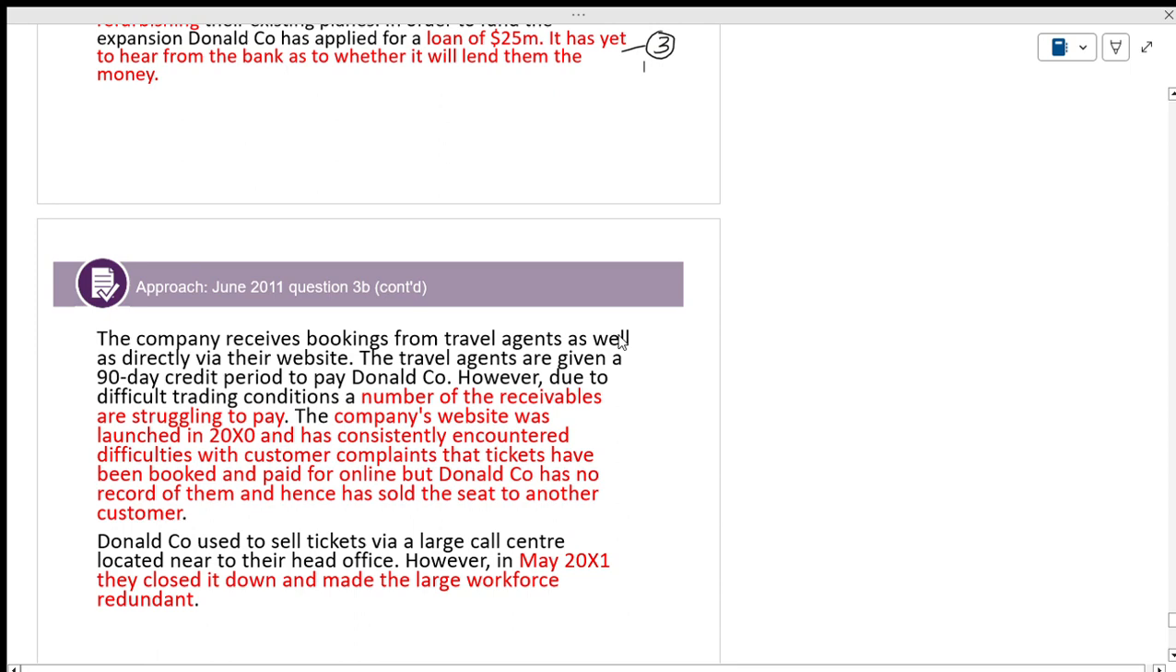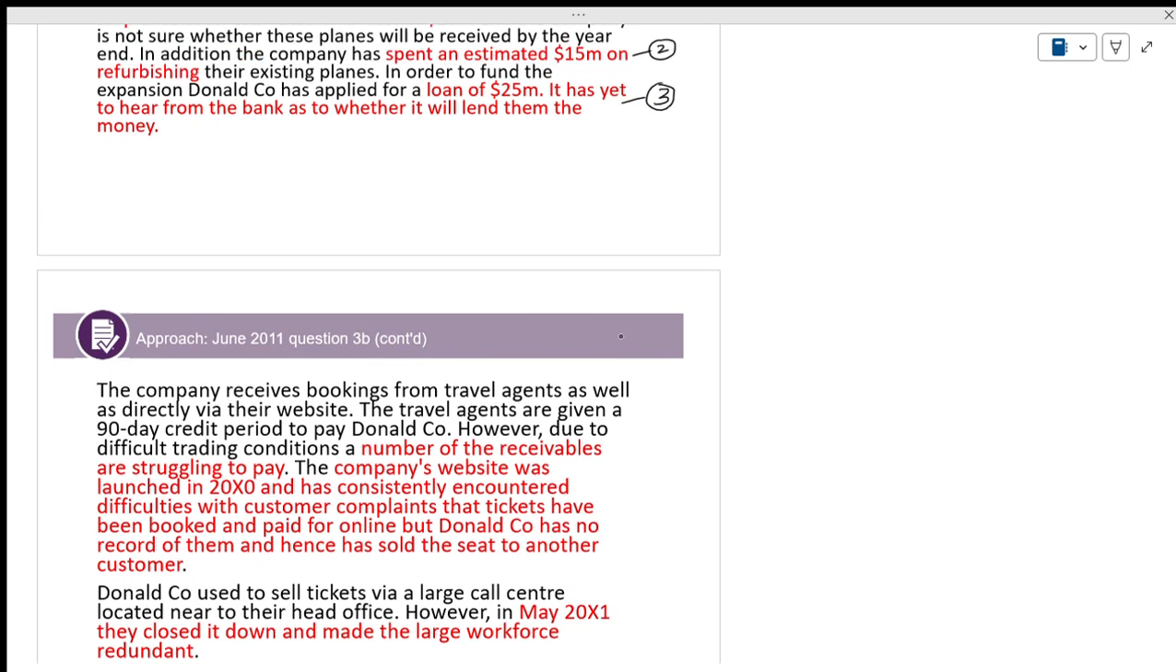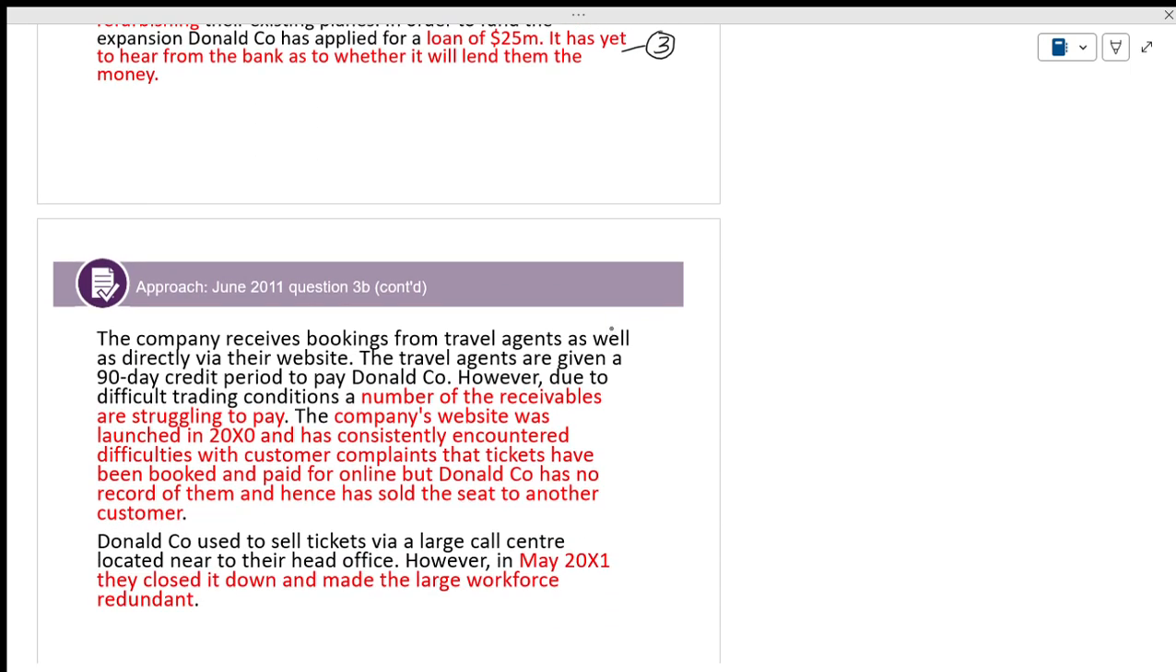They are saying that the receivables are struggling to pay. Point number 4. The company website, point number 5. This is the audit risk. What is the audit response? We have to make sure they have the complaints for the same.